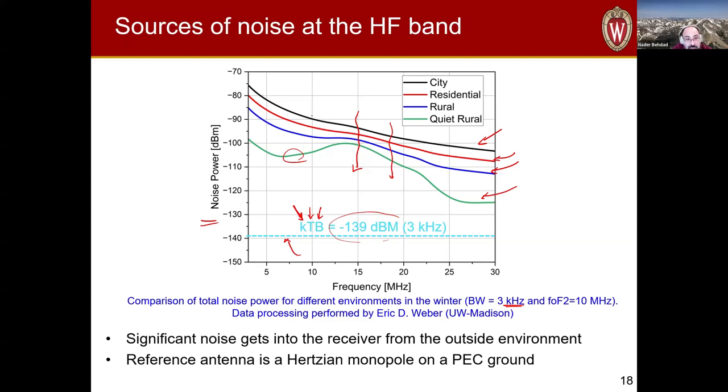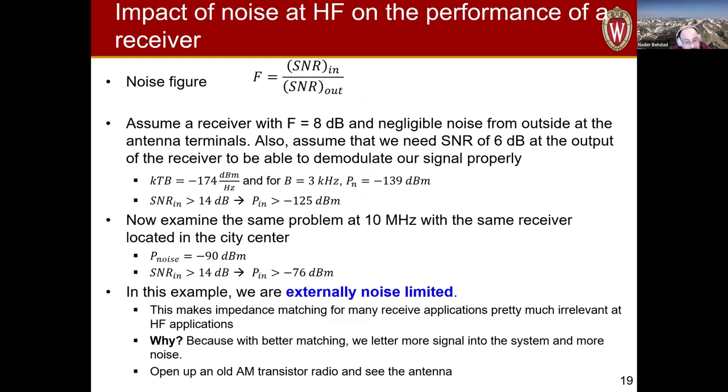If you're working at 10 megahertz in the middle of downtown Chicago, the noise that you're getting from your environment is around negative 90 dBm. So a significant difference between these two numbers. What is the consequence of this? Well, in any receiver system, you have a given noise figure. Typically, we have a receiver antenna here, a low noise amplifier here, and then different subsequent stages of our receiver, and we're using this receiver to demodulate and retrieve our information.